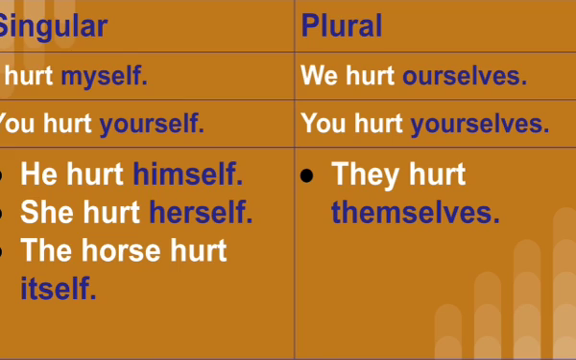Children, in reflexive pronoun, the doer of the action is also the receiver of the action. Pronouns ending with self or selves that are used when the subject and the object of the sentence are same. Here all the highlighted words are reflexive pronouns.